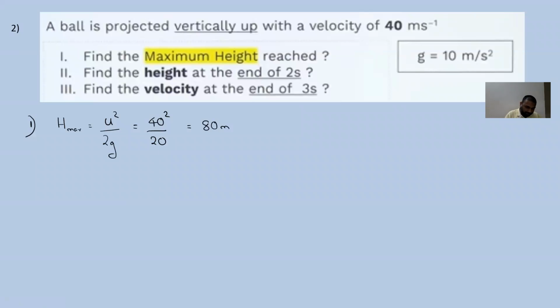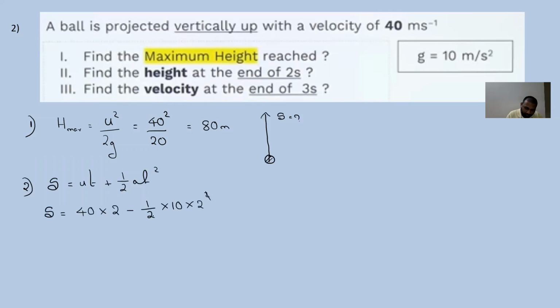Now what they are asking is, what is the height at the end of 2 seconds? Suppose it is thrown upwards. We will have to find the displacement, so we will use S is equal to ut plus half at square. The height after 2 seconds is equal to initial velocity 40 into 2 minus half into g, which is 10, into 2 square. So this is going to be 80 minus 10. How much is it coming? 70 meters after 2 seconds. Is that correct?